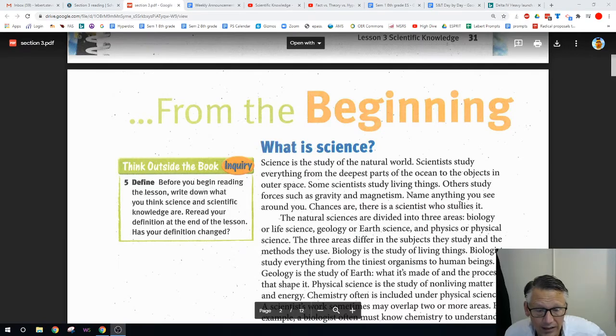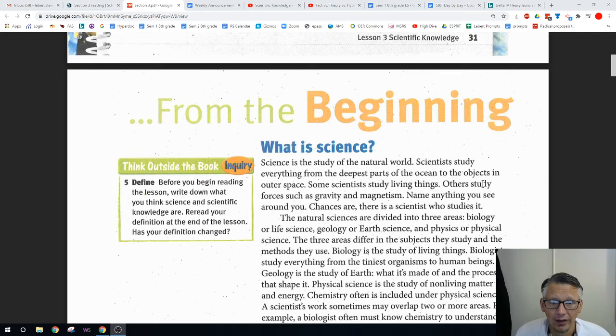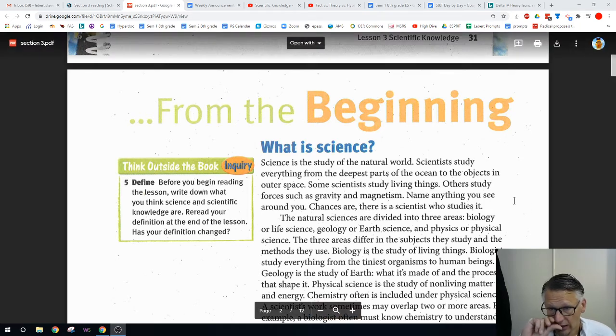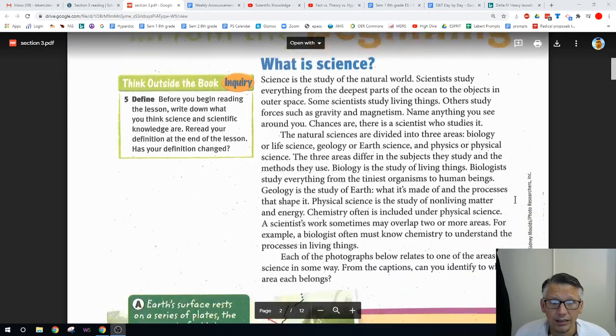From the beginning, what is science? Science is the study of the natural world. Scientists study everything from the deepest parts of the ocean to the objects in outer space. Some scientists study living things, others study forces such as gravity and magnetism. Name anything you see around you, chances are there's a scientist who studies it.